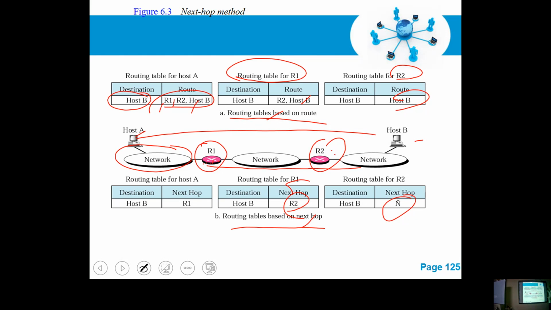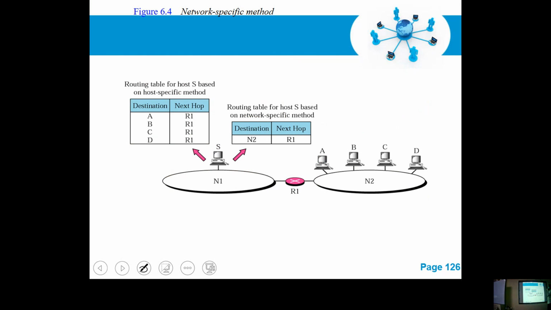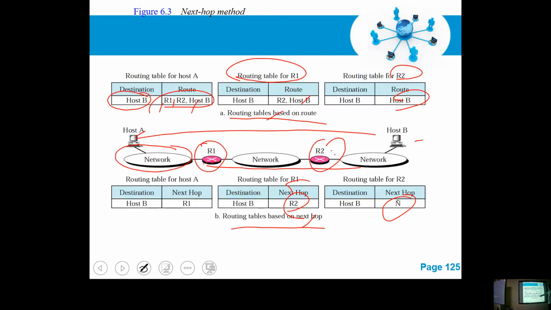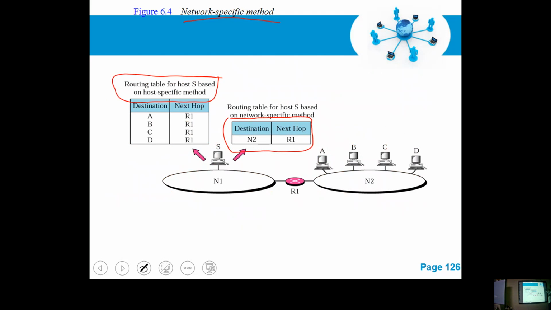Okay, we will also see what other possibilities we have. Then I have a network specific method. In the network specific method, you are going to have it like this. In the host specific method, you are going to have it like this. The previous one is next hop. The other method is host specific.